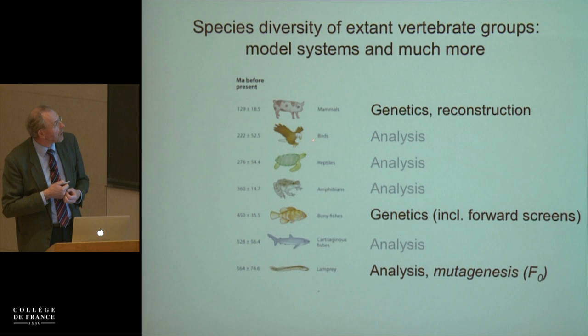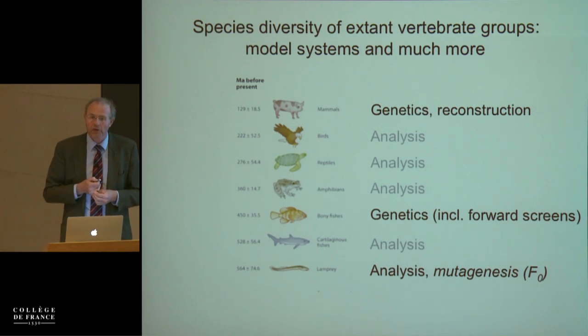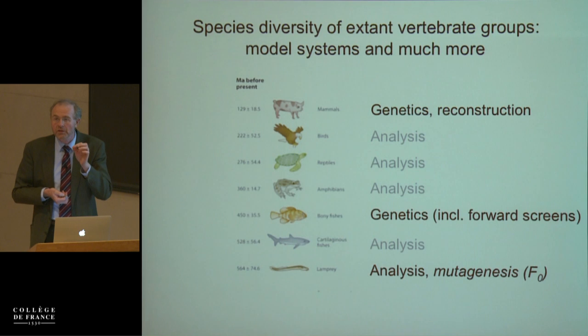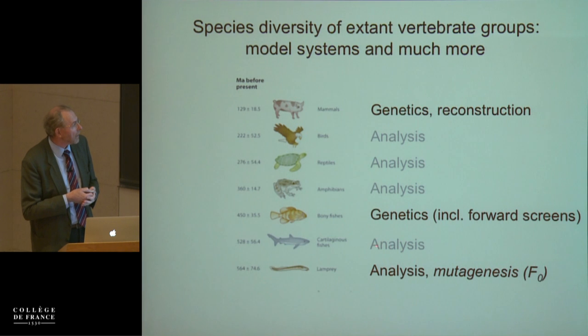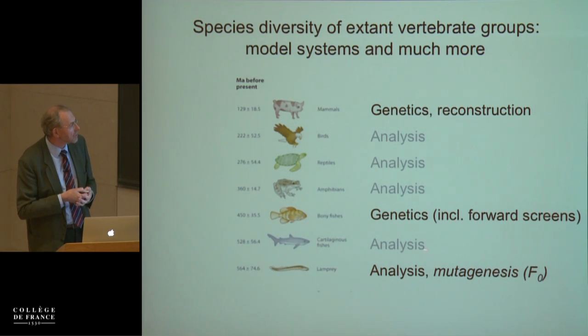We analyze from time to time birds, reptiles, and amphibians. We also do genetics on teleosts, particularly the zebrafish, and I'll show you a couple of examples later. And this is particularly useful because they are small and relatively cheap to keep. We can even do genetic screens, forward genetic screens, where we screen for particular phenotypes and ask which genes are important to modify this particular phenotype. Then the cartilaginous fishes are only subject to analysis because we cannot do any genetics on them. And the same is also true for the jawless vertebrates, of which we particularly focus on lamprey, although I have to say that is also now beginning to move into the teleosts here.